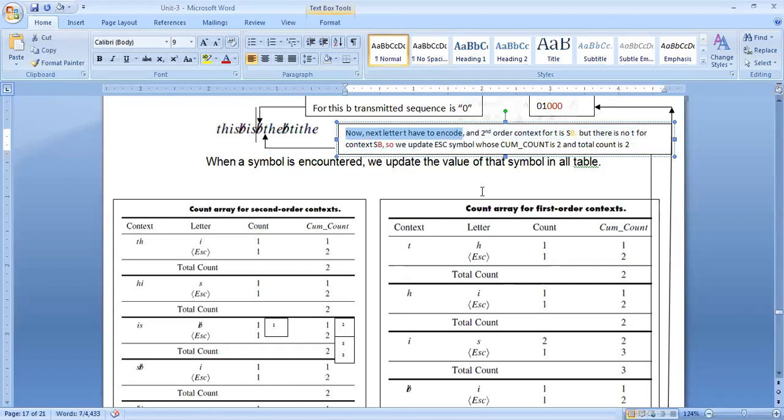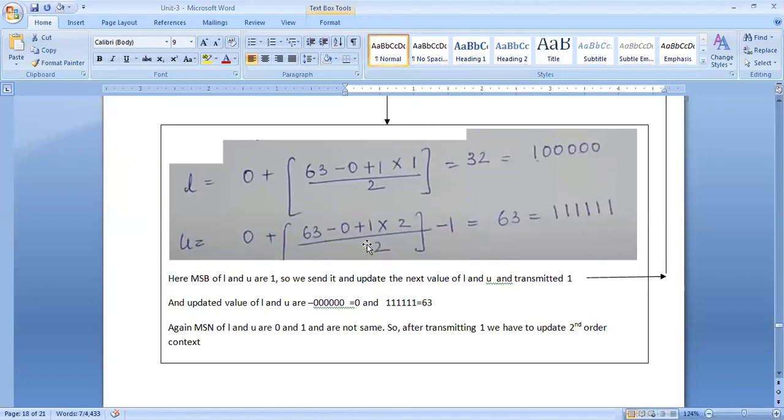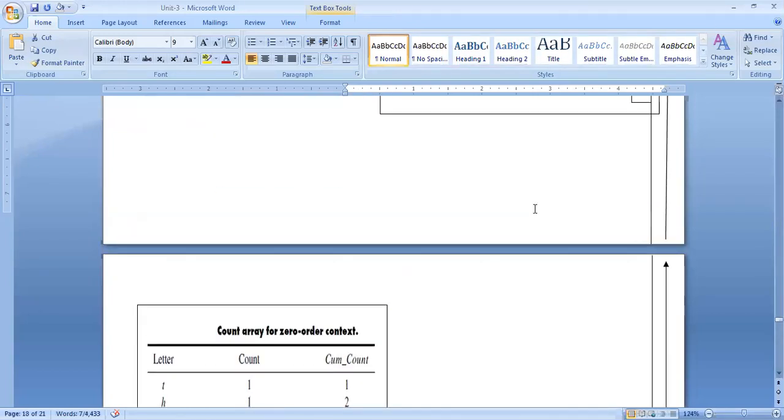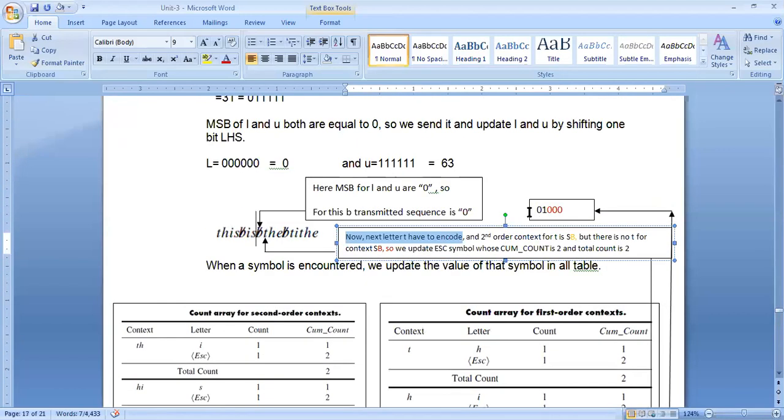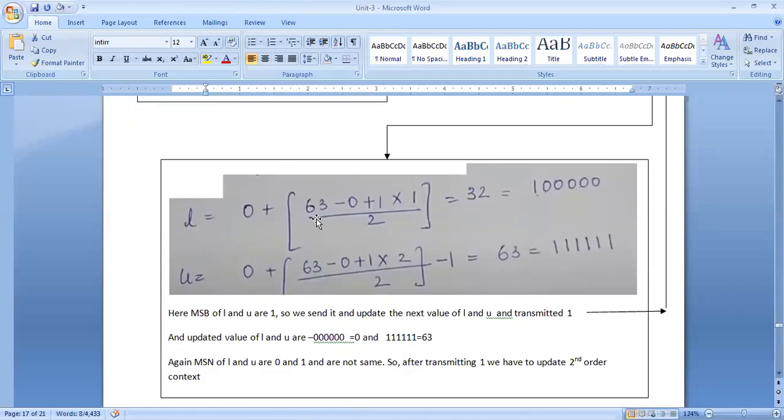Okay, so for the T again we find the lower order and upper order. Previously we found that lower order is 0 and upper order is 63. For B cross, we update the value for lower and upper. That is, the lower is 63 and 0 and upper is 63. So here we use the same lower bound 0 and upper bound 63, and for the next symbol, that one is a T, we find the lower and upper values.